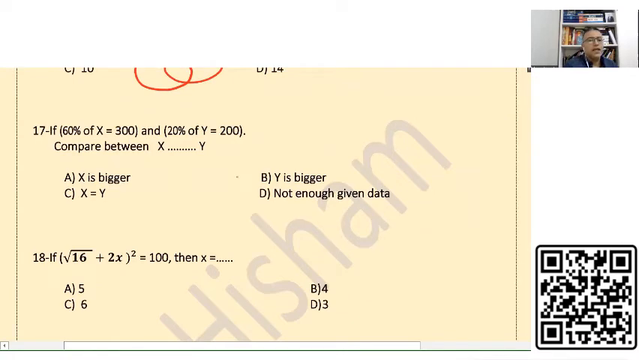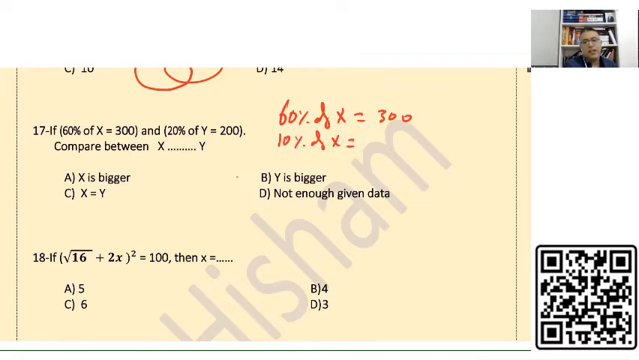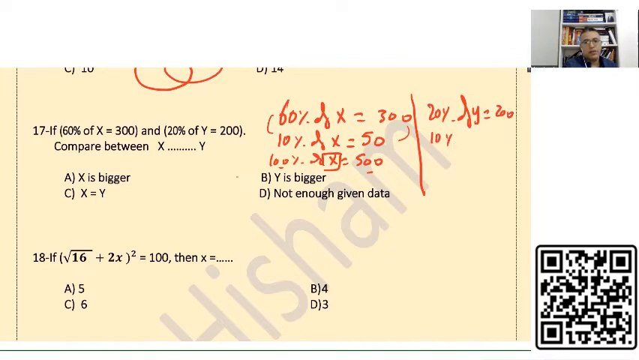Question number 17. 60% of x is equal to 300 and 20% of y is equal to 100. 60% of x is equal to 300. It means that 10% of x is equal to 50 after dividing by 6. So 100% of x is 500 by multiplying each term by 10. So x is equal to 500. And 20% of y is 200. So 10% of y is 20. Multiplied by 10.